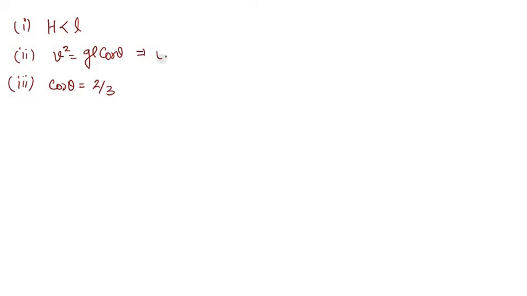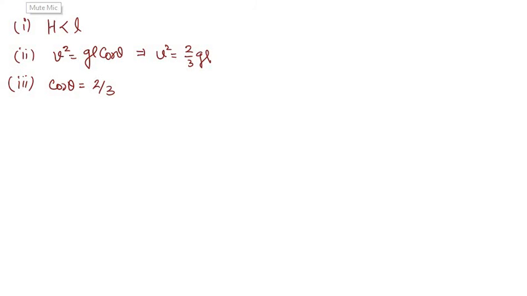The first thing is that our maximum height will be less than L. The second thing is that our velocity will be GL cos theta. And third, we have concluded that cos theta is equal to 2 by 3. So my velocity square, V square, will be 2 by 3 of GL.